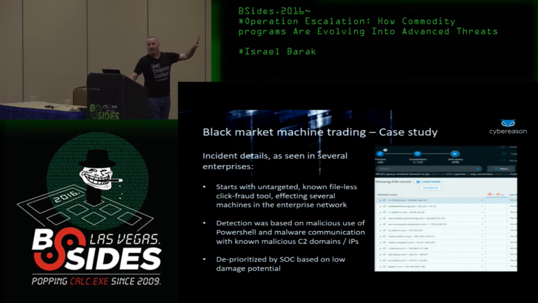Almost instantly, right, when you see this sort of characteristic, it gets deprioritized by a typical SOC, right? There are worse types of malware. There are more targeted operations. This is just a click fraud tool. You can see the communication pattern there. It communicates with a variety of ad platforms. It really goes to the bottom of the list.